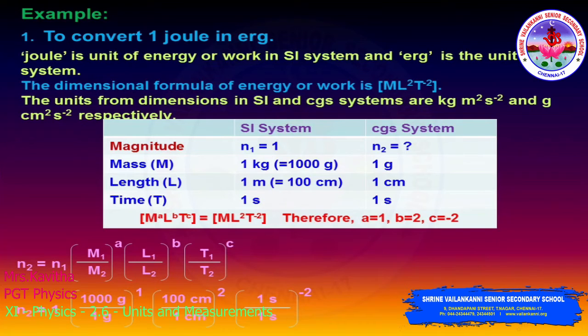And M2, L2, T2 are all the values for the system we are going to convert to. Here we have taken the CGS system. So by writing like this, we get N2, which is 1 into 1000 power 1, 100 power 2, 1 power minus 2. So we will get N2 equal to 10 power 7 erg. So 1 joule in the SI unit is equivalent to 10 power 7 CGS units, that is erg.